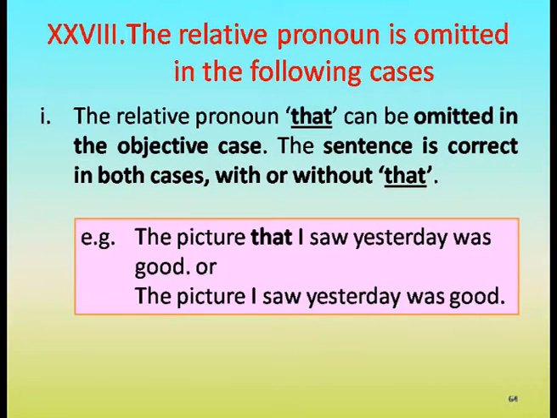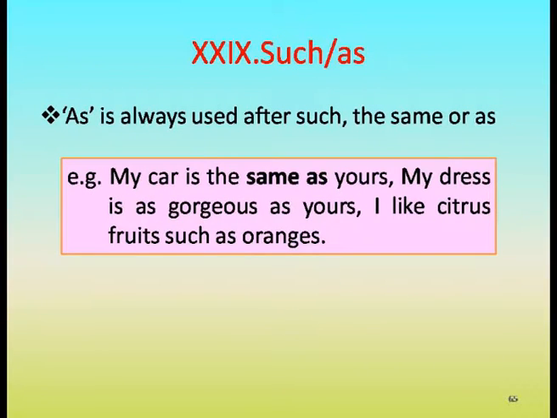The relative pronoun is omitted in the following cases. The relative pronoun that can be omitted in the objective case. The sentence is correct in both cases, with or without that. The picture I saw yesterday was good. The picture that I saw yesterday was good. Such as. As is always used after such, the same or as. Example, my car is the same as yours.